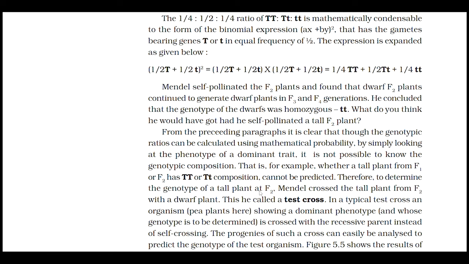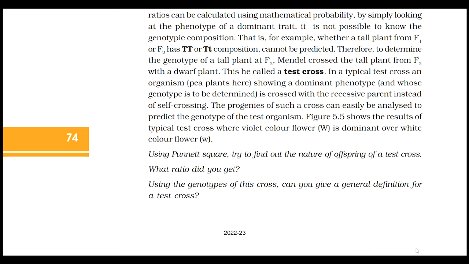Therefore, to determine the genotype of a tall plant at F2, Mendel crossed the tall plant from F2 with a dwarf plant. This he called a test cross. In a typical test cross, an organism, which is a pea plant here, showing a dominant phenotype and whose genotype is to be determined, is crossed with the recessive parent instead of self-crossing. The progenies of such a cross can easily be analyzed to predict the genotype of the test organism. Figure 5.5 shows the result of a typical test cross, where violet color flower capital W is dominant over white color flower small w. Using a Punnett square, try to find out the nature of offspring of a test cross. What ratio did you get? Using the genotypes of this cross, can you give a general definition for a test cross?